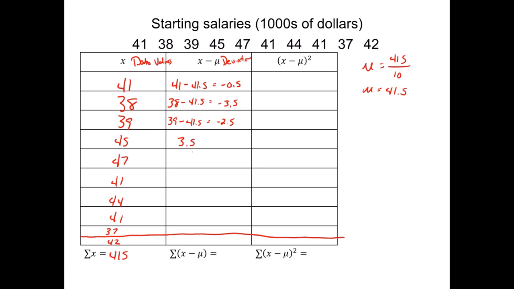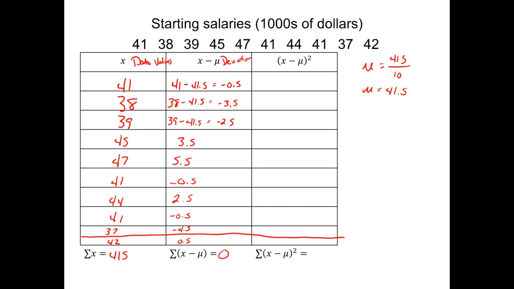So 3.5, 5.5, negative 0.5, 2.5, negative 0.5, negative 4.5, and 0.5. So here's a good place you can check yourself, kind of. Add up all of these deviations. Get 0. I think that's a fluke.